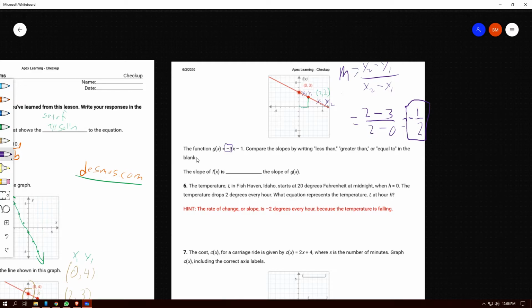So the slope of f of x is negative 1/2. So I'm just going to go ahead and write that. So negative 1/2, negative 3. Is negative 1/2 less than, greater than, or equal to? It's definitely not equal to, right? Negative 1/2 is less than? No, it's greater than. Because the negative 1/2 is bigger than the negative 3. Don't be worried about the numbers, right? The negative number. So negative 1/2 is greater than negative 3.